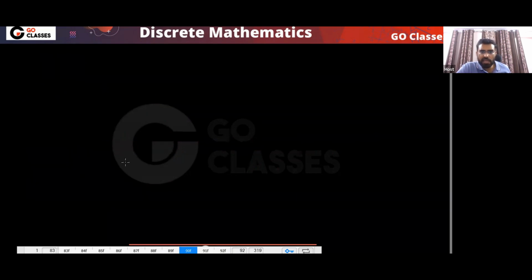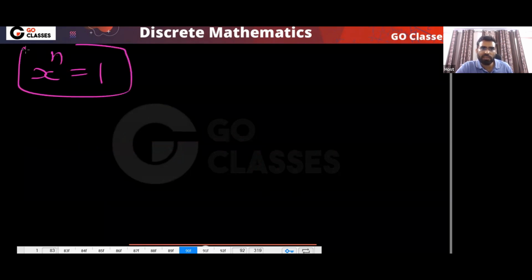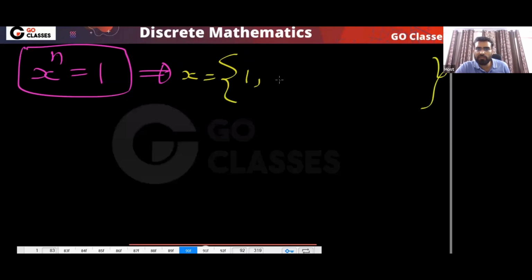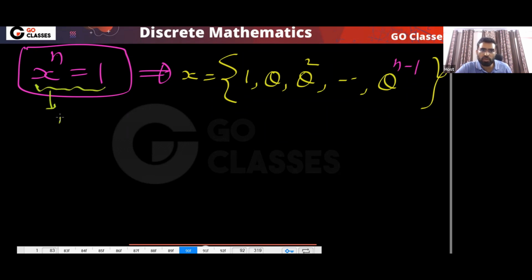What does it mean? If I give you the equation x power n equal to 1, then the roots will be like this: 1 will be a root, then theta, theta square and so on. What will be the last? The last is theta power n minus 1, because there will be n solutions for this equation.